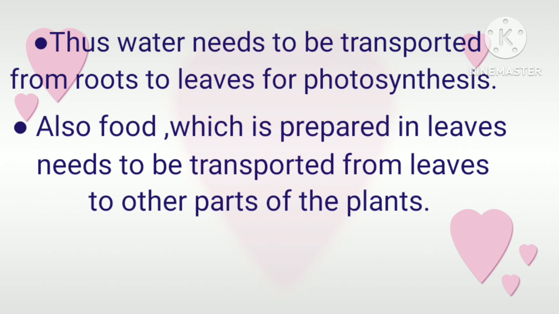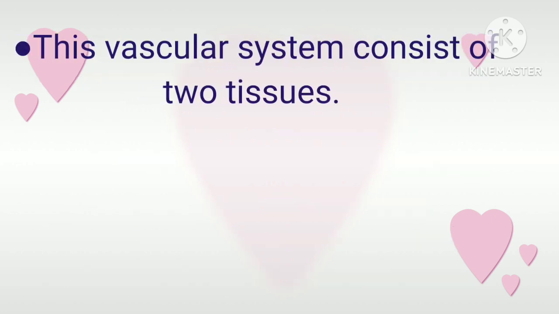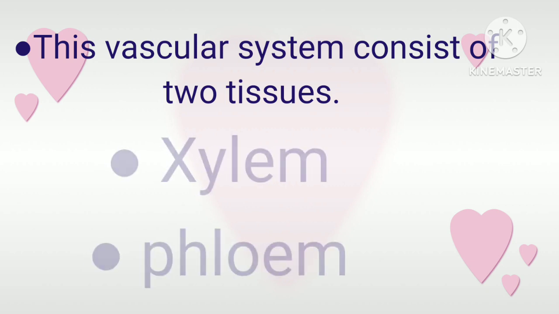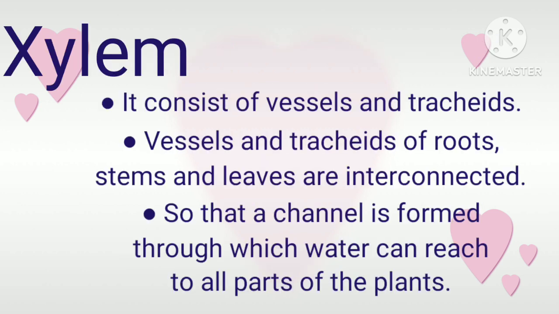Also, food which is prepared in leaves needs to be transported from leaves to other parts of the plants. Thus, a special vascular system is present in plants for transportation. This vascular system consists of two tissues. One is xylem and the other is phloem.